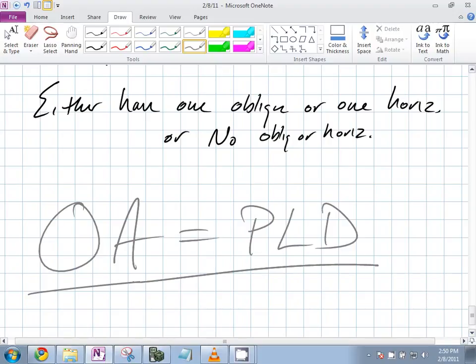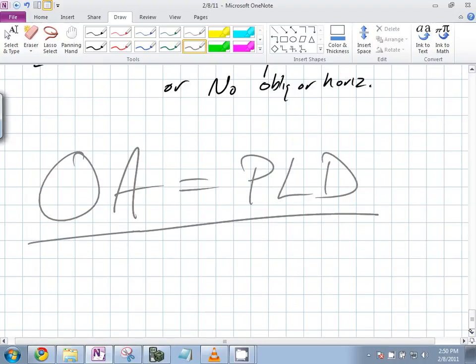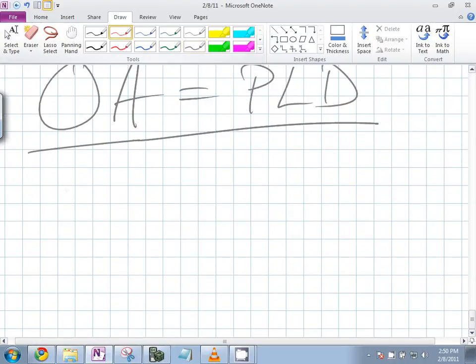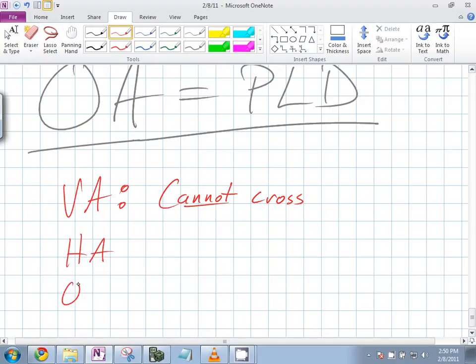Here's the last little bit of information you need to know. Vertical asymptotes, can you cross them? Exactly. You cannot cross. We have horizontal asymptotes and oblique asymptotes. Can you cross a horizontal asymptote? Yep. Can cross them. What do you mean by cross? Actually cross over them.